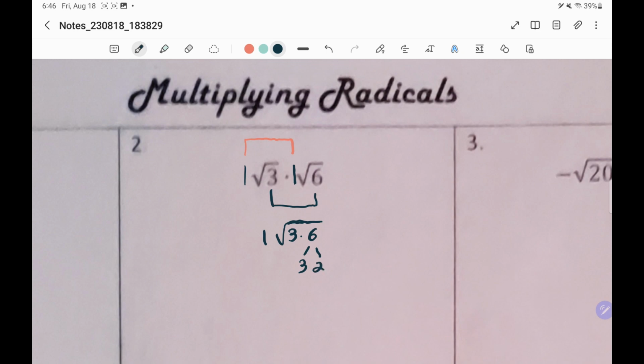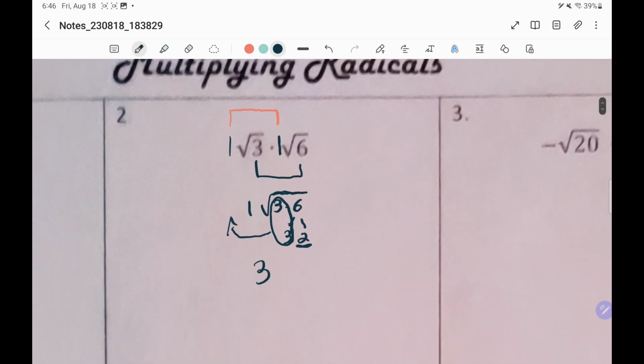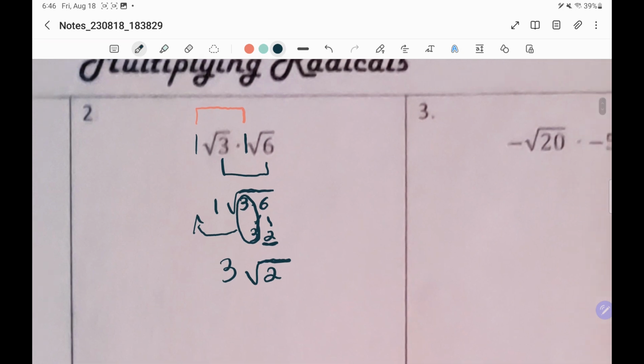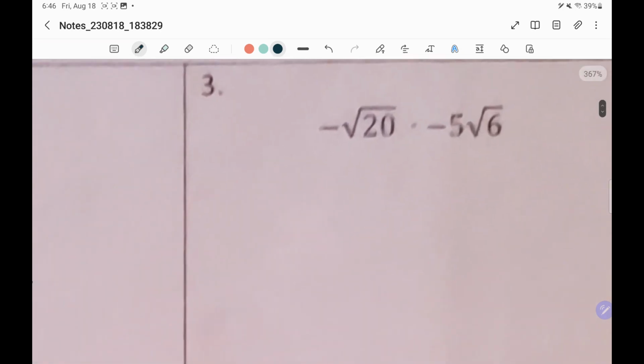So how many 3's do I have in this problem? Yes, I have a pair of 3's right here, and I have a lonely 2. Now remember, what do we do with our pairs? We take them outside, so I'm going to have 3 square root of 2 for this one. All right, pretty straightforward. We're just multiplying the numbers on the outside and multiplying the numbers on the inside.